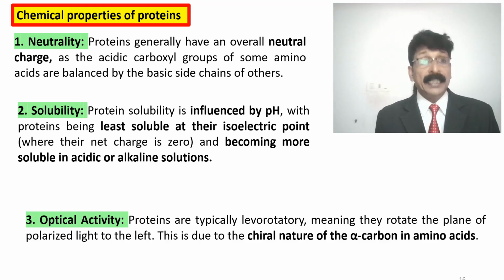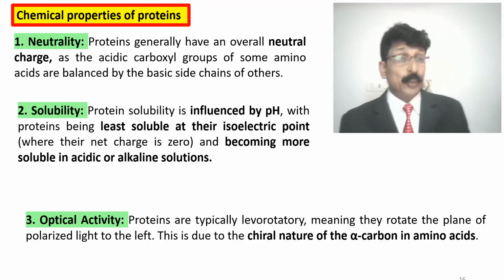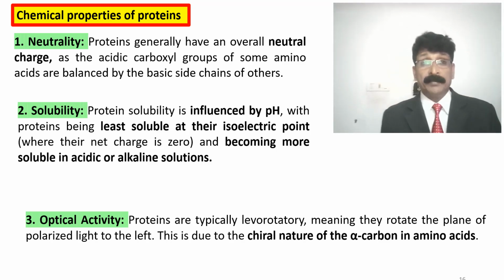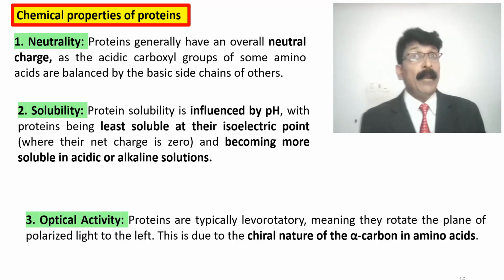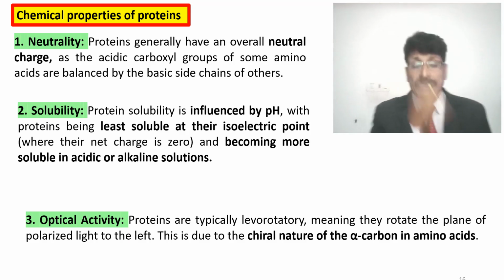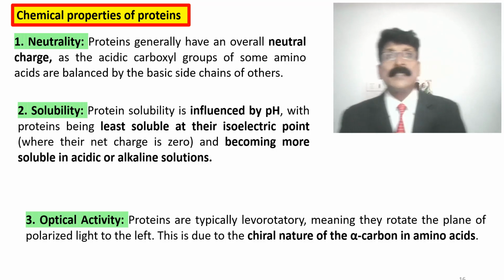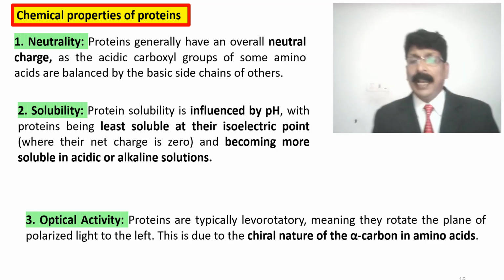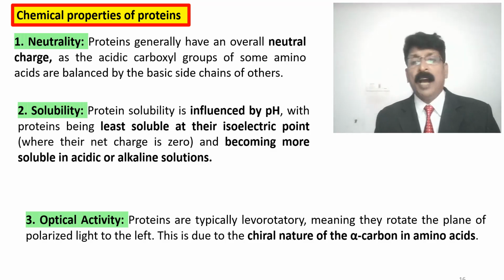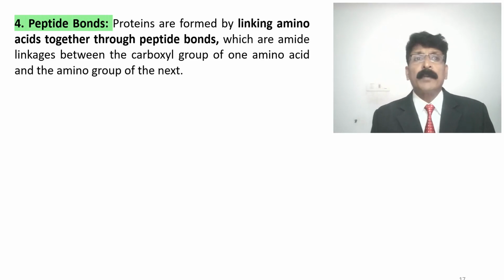Optical activity, again we are talking about in chemistry. As I told, it is the chiral carbon atom, the alpha carbon atom. Proteins are typically levorotatory, meaning they rotate the plane of polarized light to the left. This is due to the chiral nature of the alpha carbon atom in amino acids.